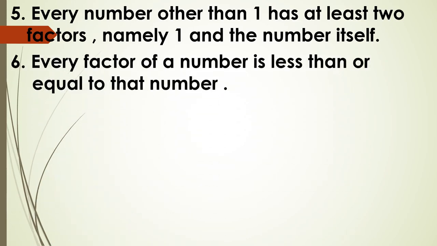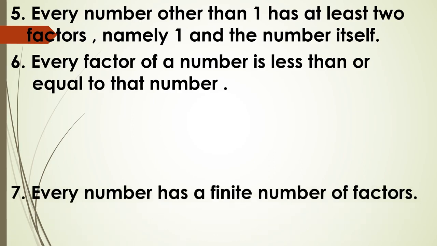Next is, every factor of a number is less than or equal to that number. When you are making the factors of a number, you can check that they are either less than that number or they are equal to that number. No factor is greater than the given number. All the factors are either less than or equal to the number.